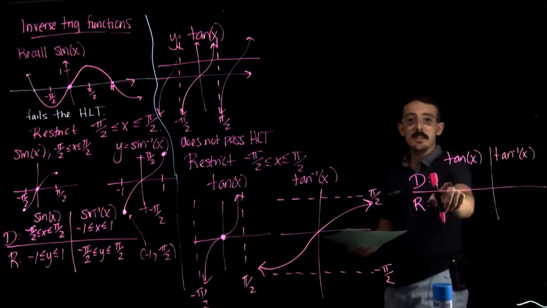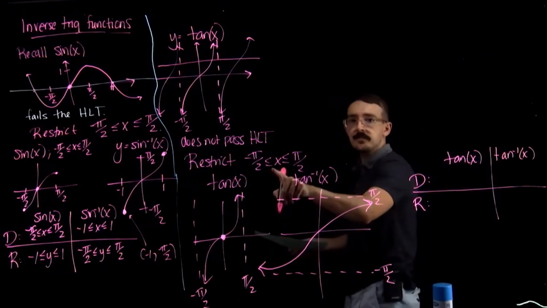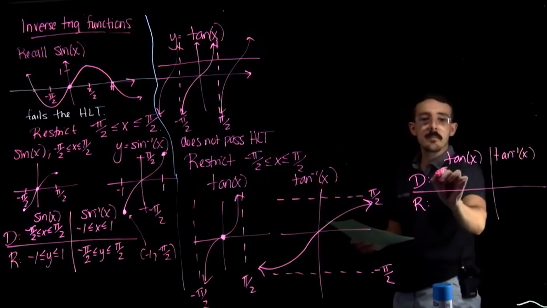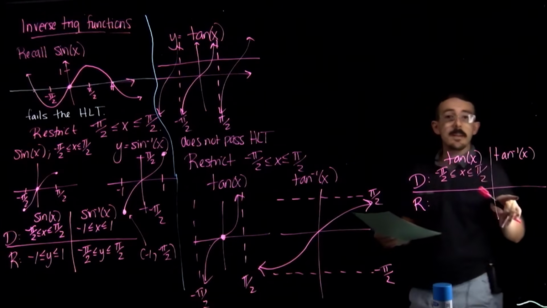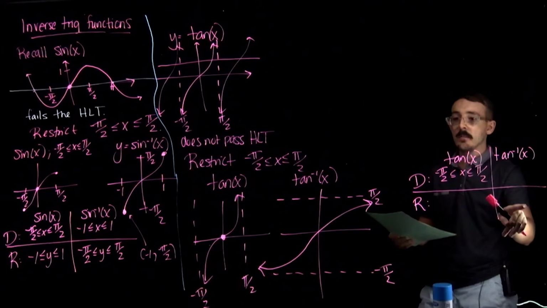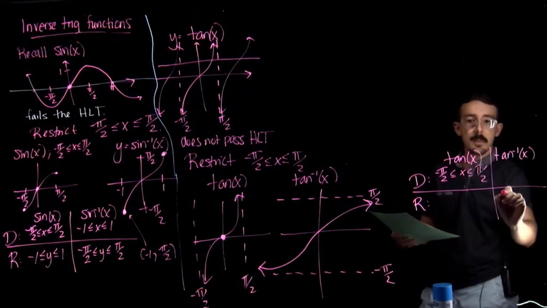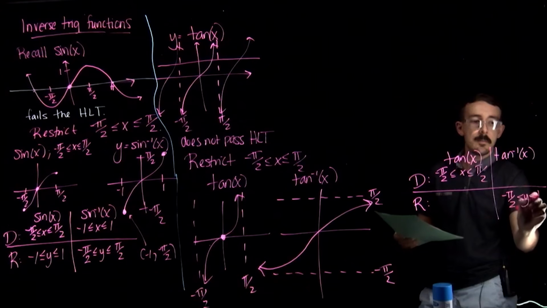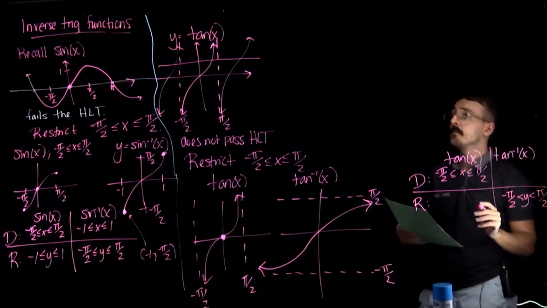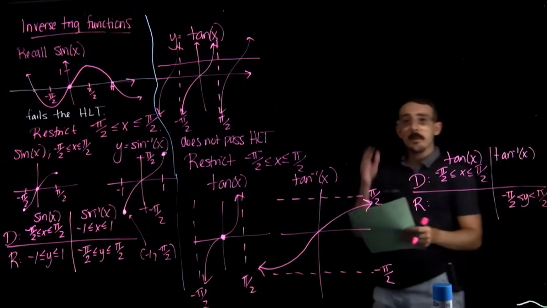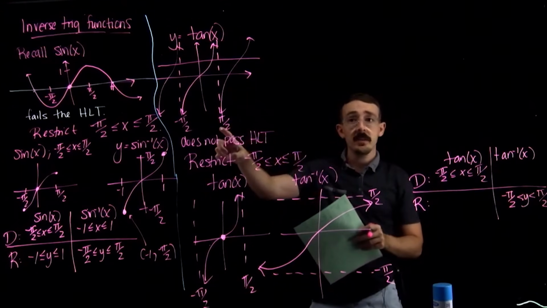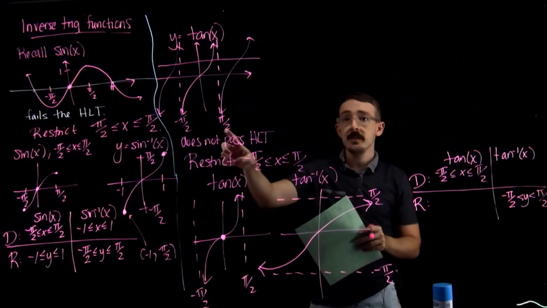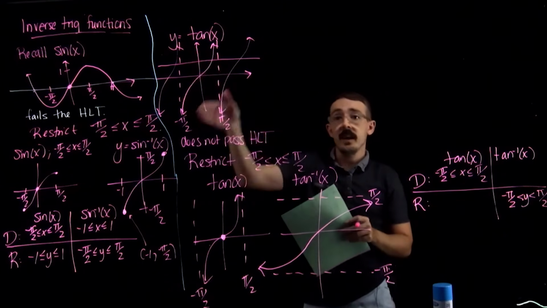So the domain of tangent, what I've restricted it to, is right here. It's negative pi over 2 to pi over 2. This immediately becomes the range for this. So this is going to be negative pi over 2, pi over 2. I suppose when I was restricting my domain earlier, I should not have included the negative pi over 2 and the pi over 2. In the original graph, they're asymptotes.